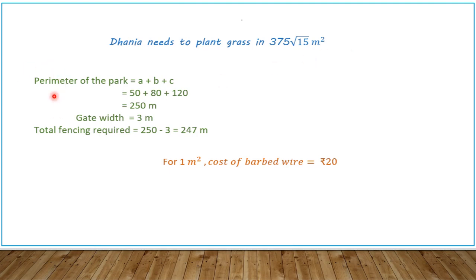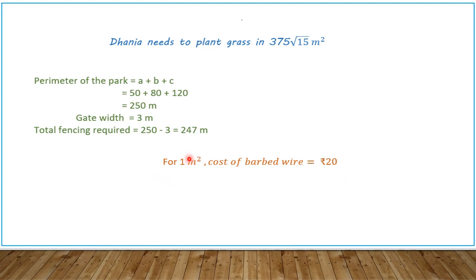The second bit talks about the perimeter. Now the perimeter of the park is A plus B plus C, right? Which is 2S. The value is 250 meter. Now the gate width is 3 meters. So we don't need any sort of fencing near the gate. So we'll subtract this from the total fencing, right? Now this is what we got. Now for 1 meter, the cost of barbed wire is 20 rupees, right?